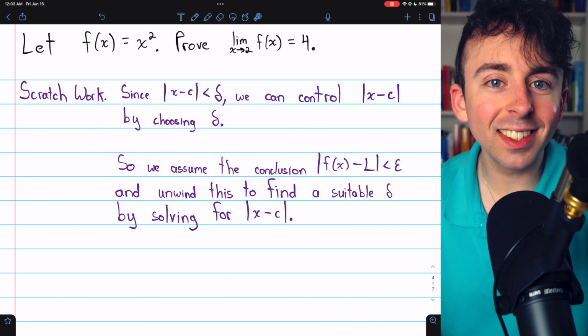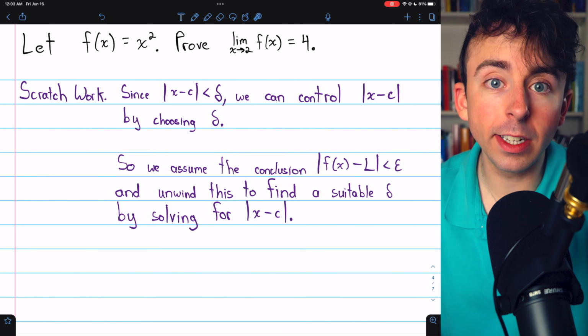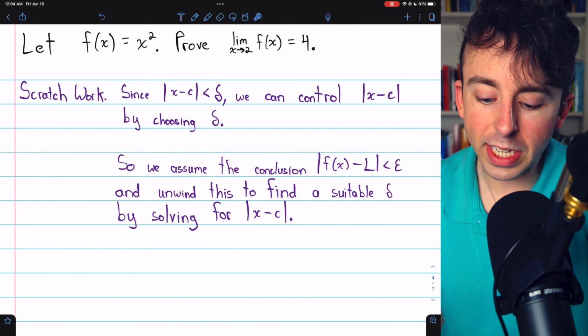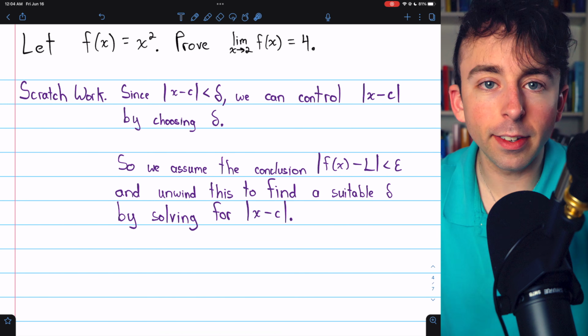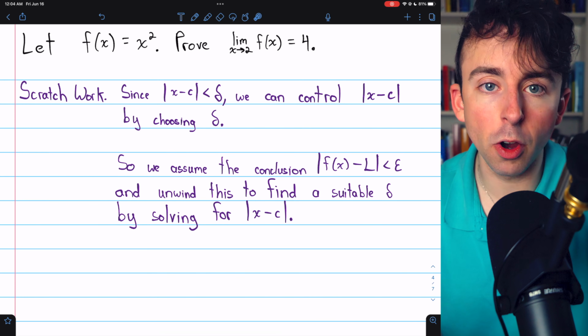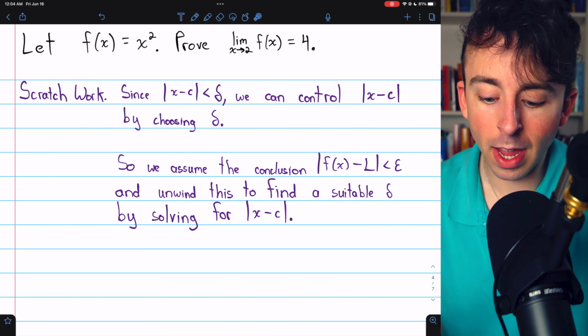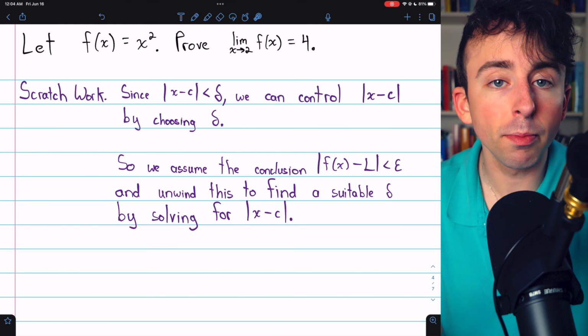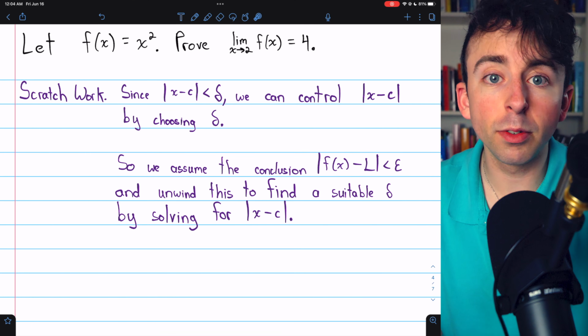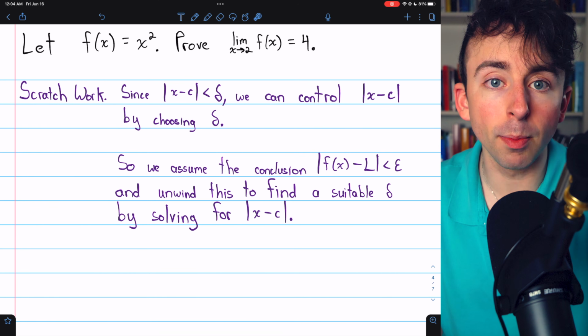This problem has an additional wrinkle that's fairly common in these types of proofs. This is all the same stuff we said before. We can control the absolute value of x minus c. We can make x as close to c as we want because c is a limit point of the domain, in this case the real numbers, and we can make this absolute value as small as we want by choosing delta. So we need to do some scratch work so that we're choosing a sufficiently small delta.